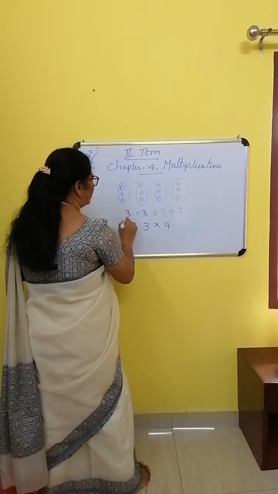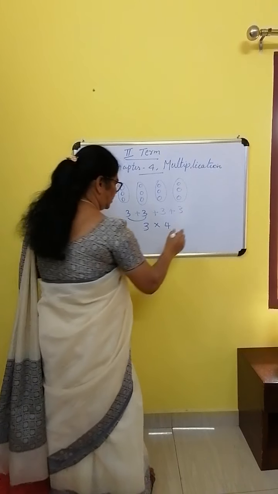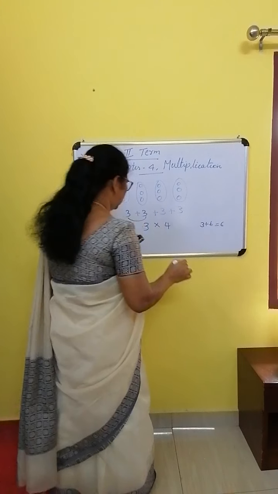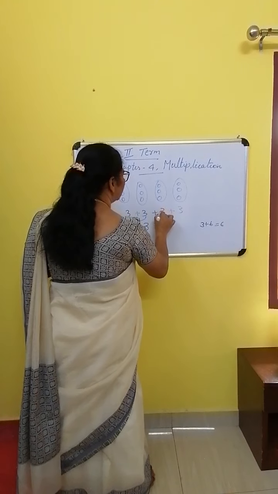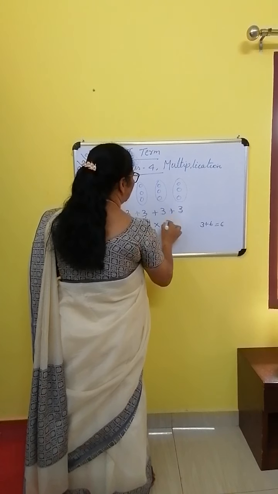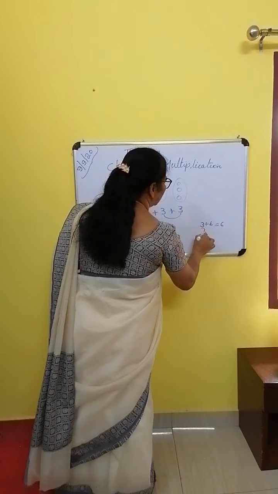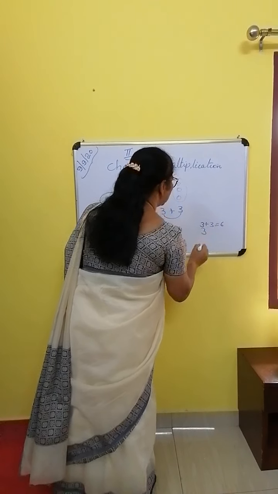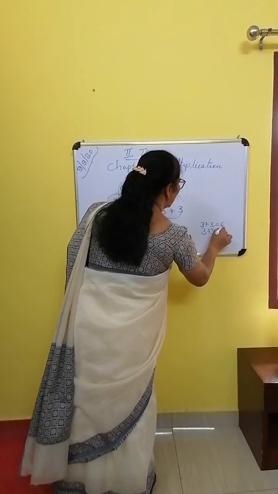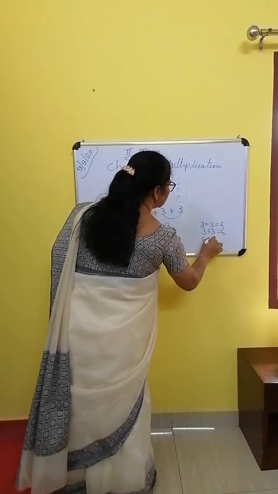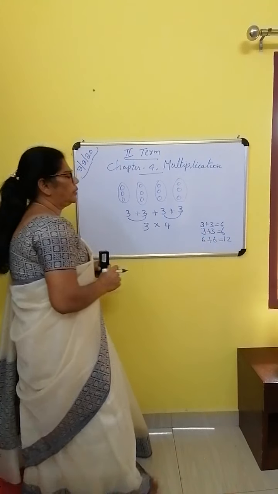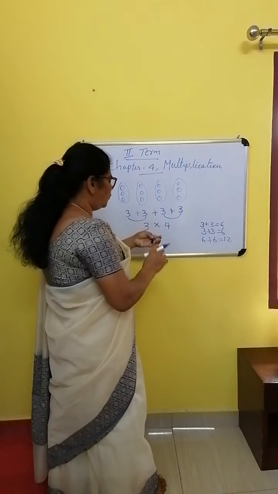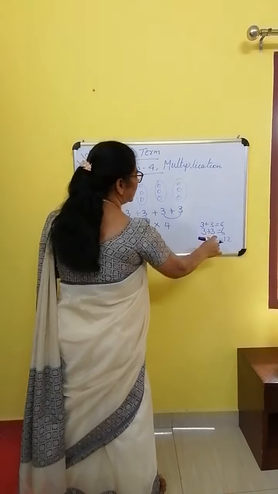3 plus 3 equal 6. Then again 3 plus 3 equals 6. Then 6 plus 6 equal 12. So when we add these 4 3's, we will get the answer 12.